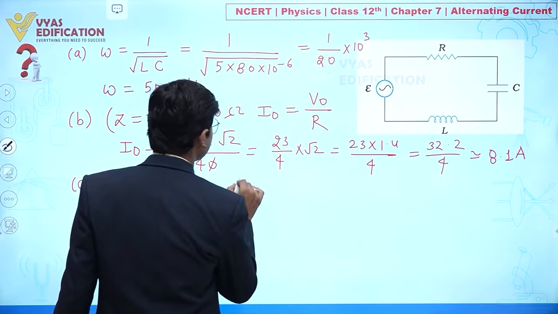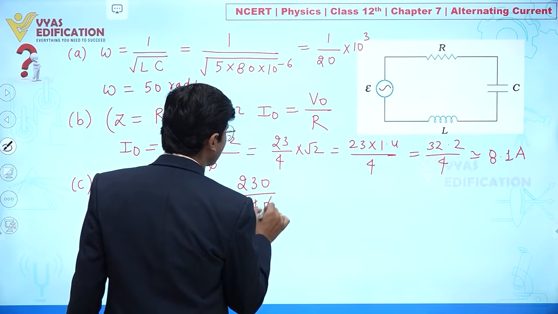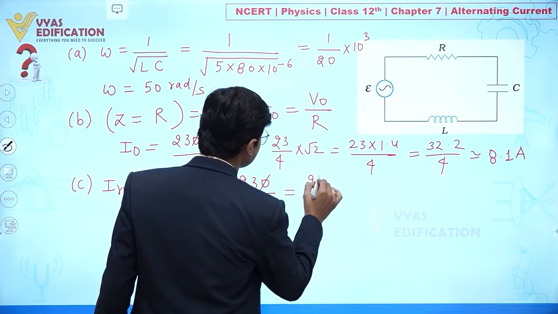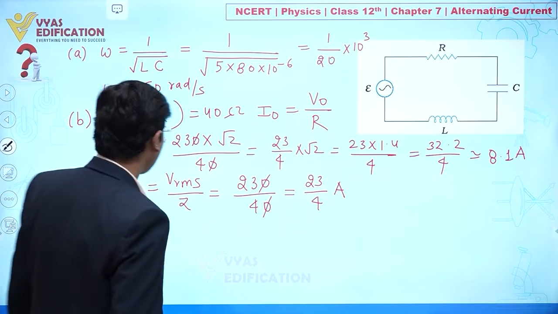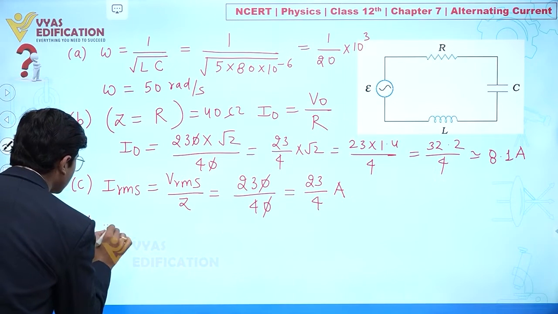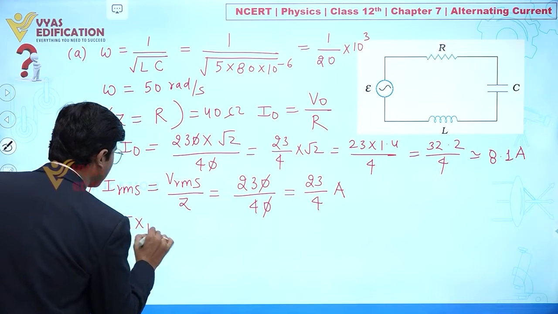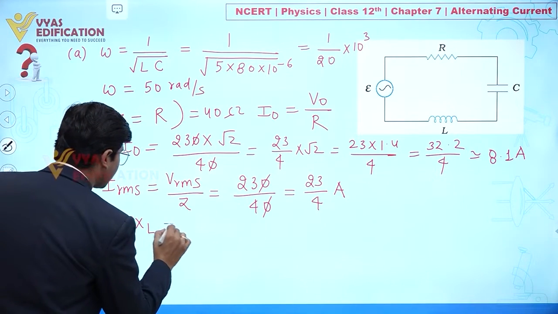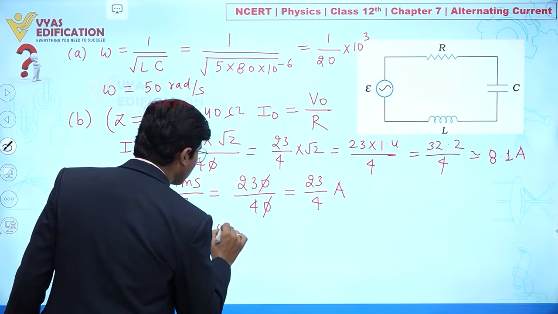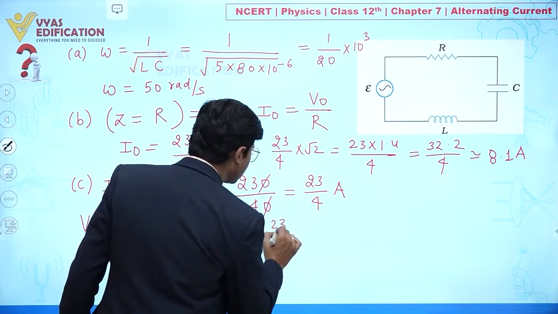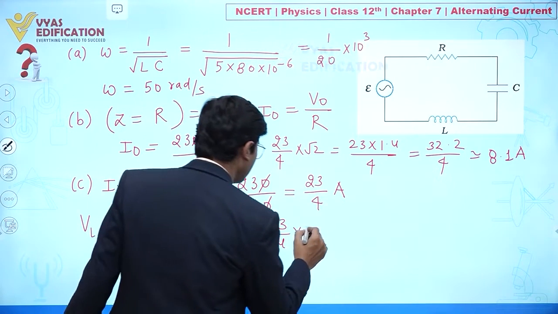This is given in the question: 230 divided by 40. So the current value we are getting is 23 by 4 ampere. Now the potential drop across the inductor is given by IRMS multiplied with XL. The I value is 23 by 4, and XL is equal to omega L. So 23 by 4 multiplied by omega, where omega is equal to 50 radian per second.